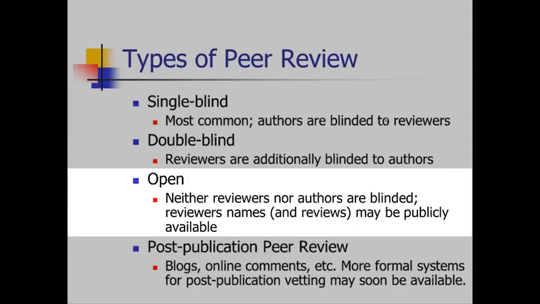In open peer review, nobody is blinded. The reviewer knows who the authors are, and the authors know who the reviewer is. In a lot of cases, the reviewer's name and potentially the whole text of their review may be made publicly available. I recently had the experience of doing one of these fully open reviews where my review is going to be publicly available.